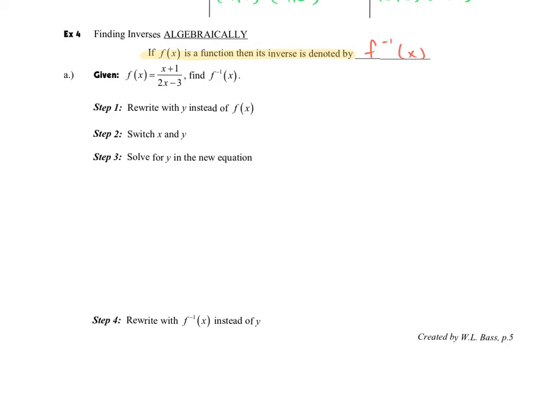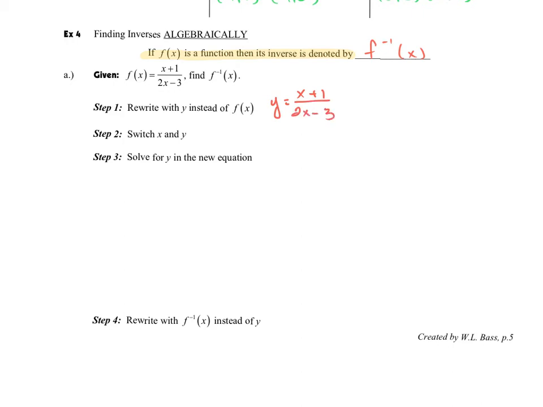So our first step says to take this f of x and write it as a y. It's going to make it easier to work with. So the first thing we're going to do is rewrite the function as y equals x plus 1 over 2x minus 3.